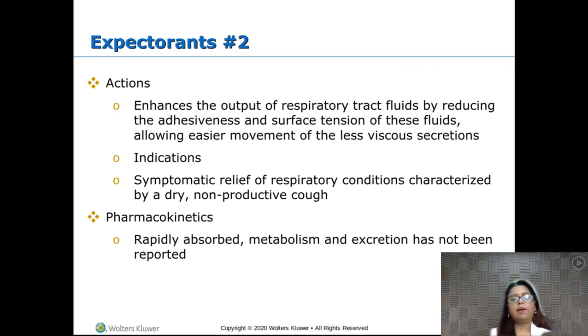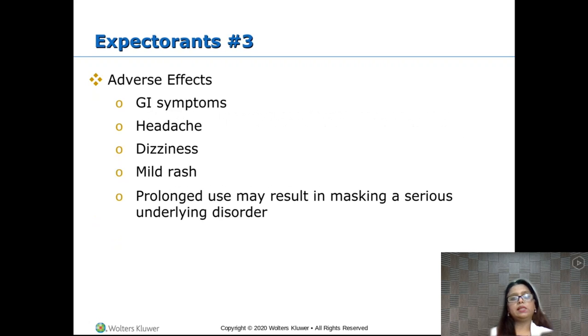Pharmacokinetics: it will be rapidly absorbed. Metabolism and excretion have not been reported. Now let's talk about expectorants' adverse effects. What are the adverse effects? GI symptoms, headaches, dizziness, mild rash. Prolonged use may result in masking serious underlying disorders.